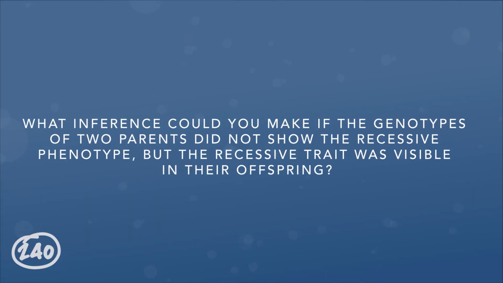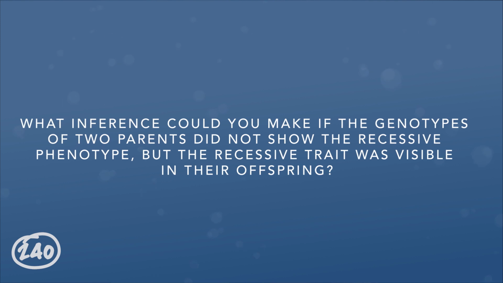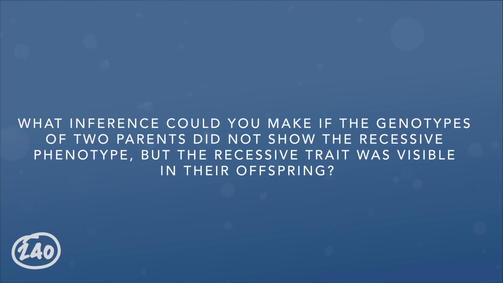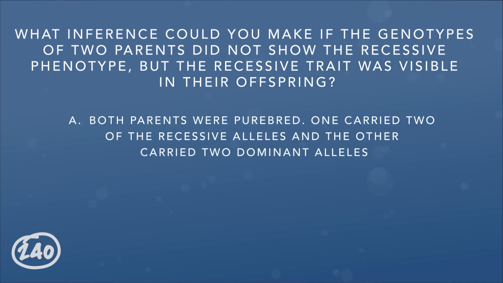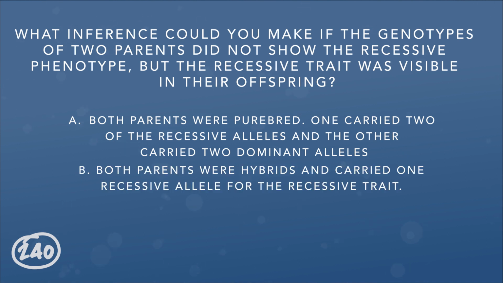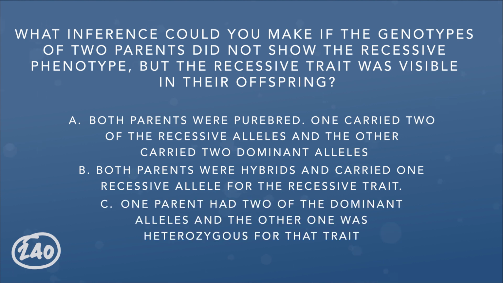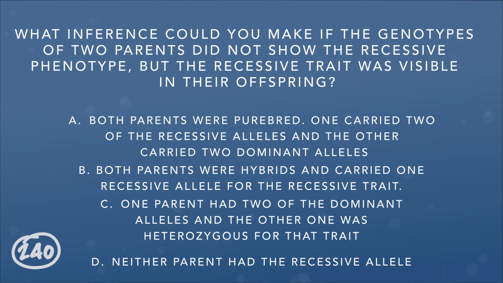What inference could you make if the genotypes of 2 parents did not show the recessive phenotype, but the recessive trait was visible in their offspring? A, both parents were purebred, one carried 2 of the recessive alleles and the other carried 2 dominant alleles. B, both parents were hybrids and carried 1 recessive allele for the recessive trait. C, one parent had 2 dominant alleles and the other was heterozygous for the trait. D, neither parent had the recessive allele.